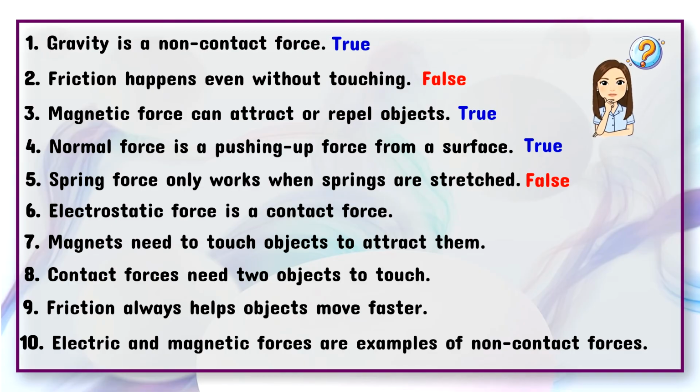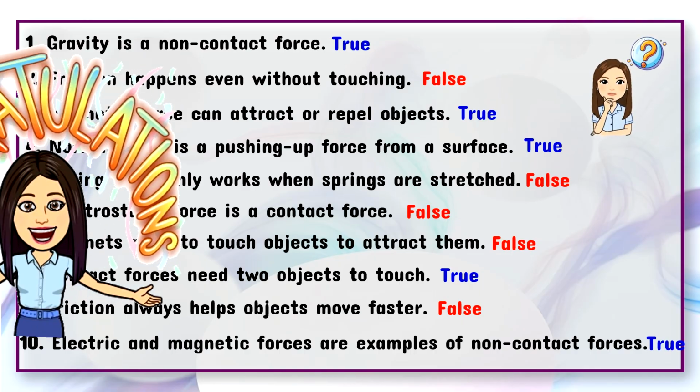6. Electrostatic force is a contact force. False. 7. Magnets need to touch objects to attract them. False. 8. Contact forces need two objects to touch. True. 9. Friction always helps objects move faster. False. And number 10. Electric and magnetic forces are examples of non-contact forces. True.